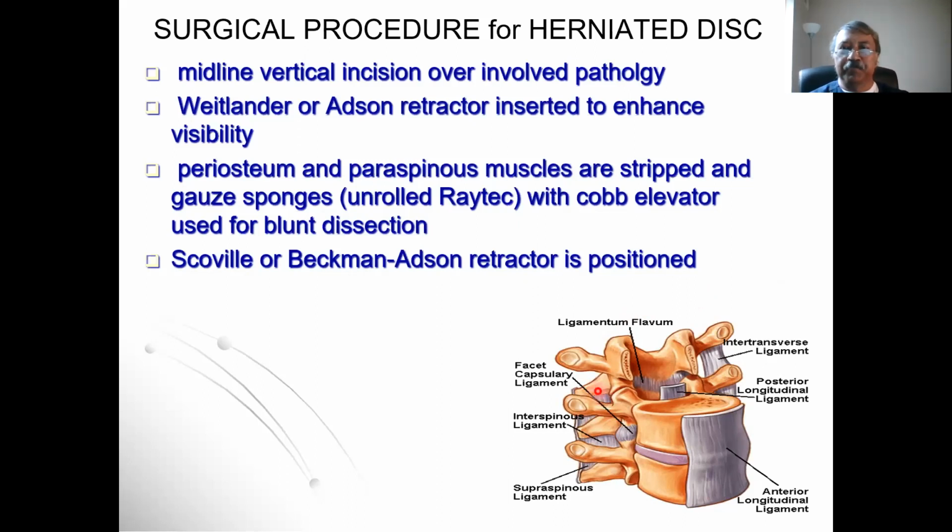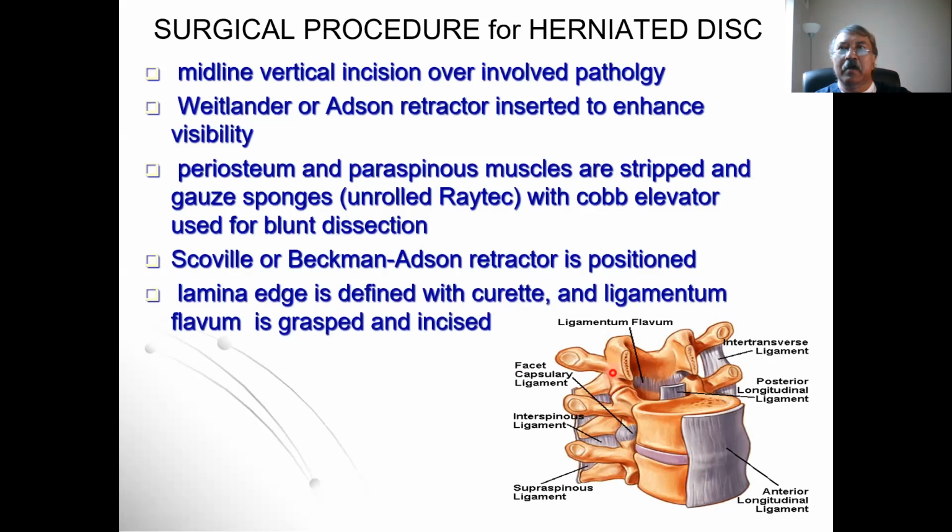Now we are deep, with the lamina and the spinous process exposed. We are deep into the bone of the lamina, the back side of the vertebral body. There we use a deep blade called Scoville or Beckman-Adson retractor. That gives us exposure to the lamina edge. Now, in order to get to the anatomical location of the lumbar 4, which is our targeted lamina here, we have to use C-arm.